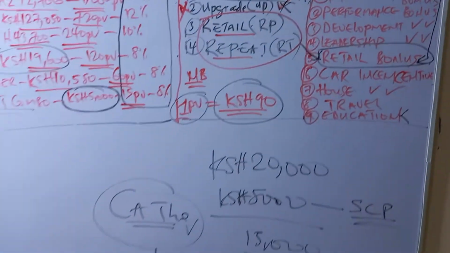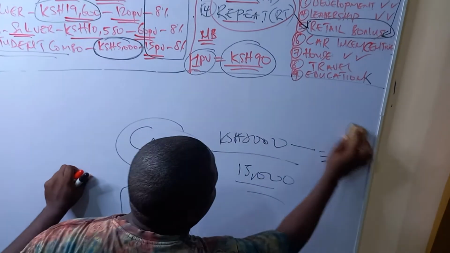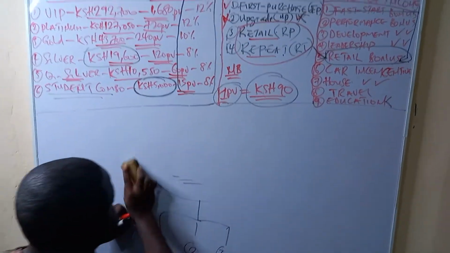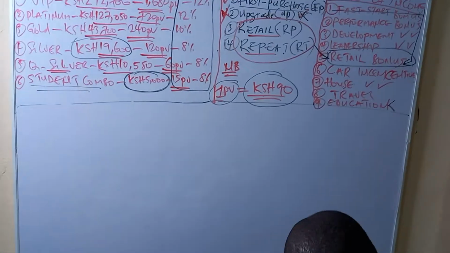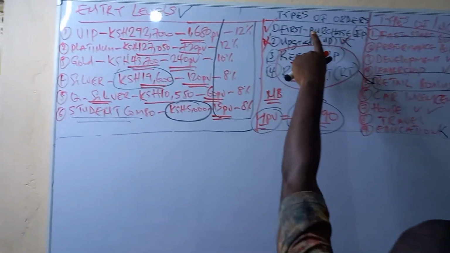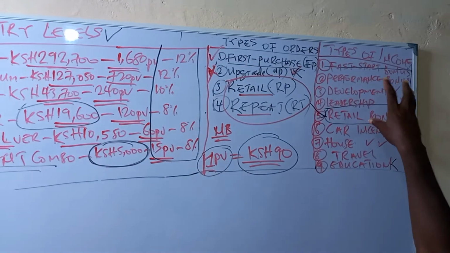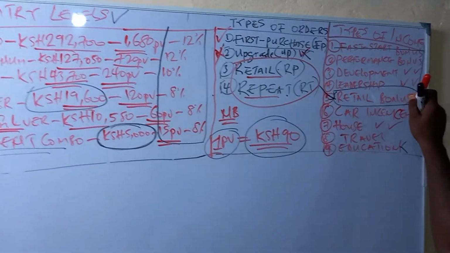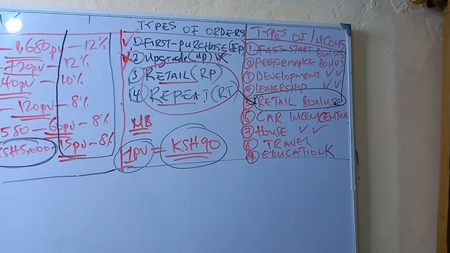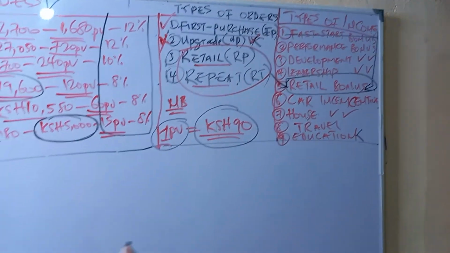Now let's move to the next bonus, that is the performance bonus. So please, if you don't understand, kindly go back and rewatch it. Now the performance bonus, please remember that we said that the type of order you make determines the type of money you make. And we made mention that the money is in the retail, so our focus is going to be on the retail bonus. But nevertheless, you have to understand the other ones. So let's look at the performance bonus.